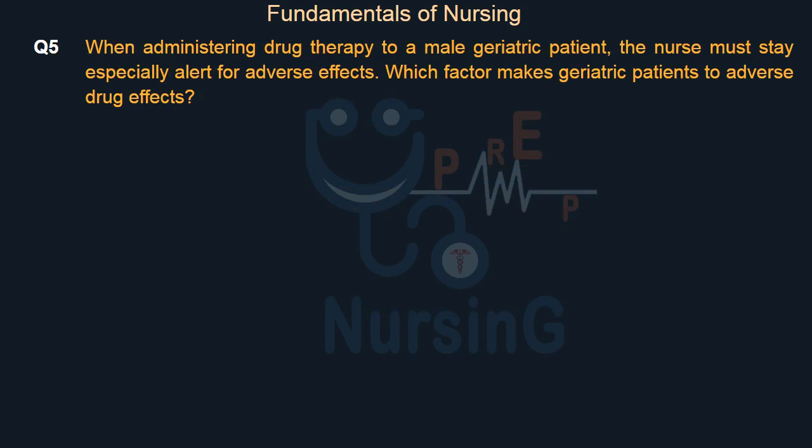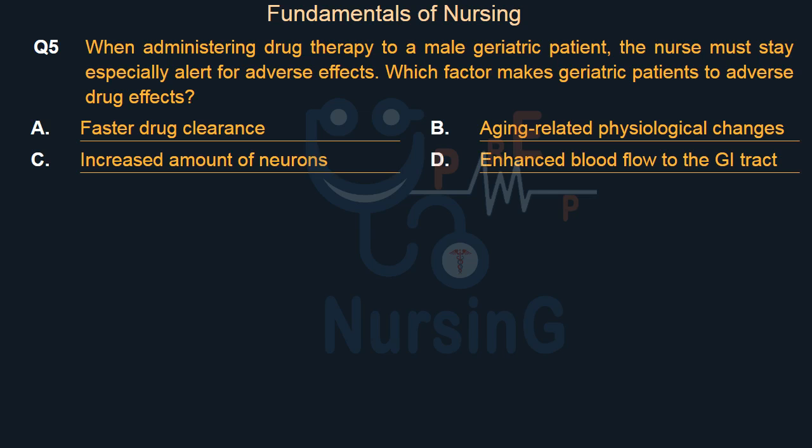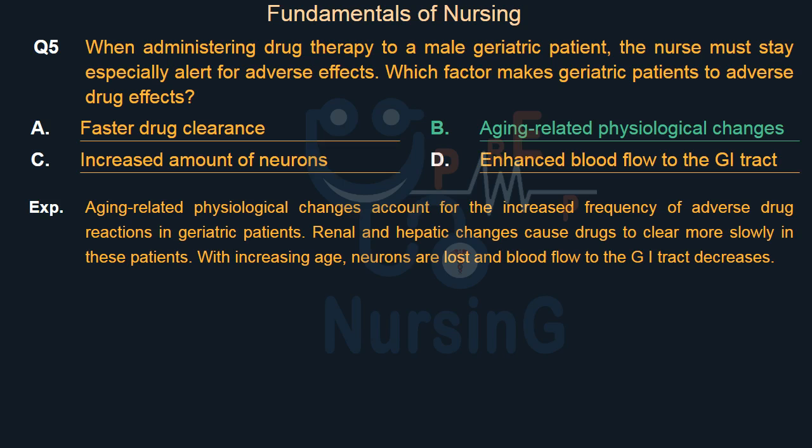When administering drug therapy to a male geriatric patient, the nurse must stay especially alert for adverse effects. Which factor makes geriatric patients susceptible to adverse drug effects? Option A, faster drug clearance. Option B, aging-related physiological changes. Option C, increased amount of neurons. Option D, enhanced blood flow to the GI tract. Right answer is Option B, aging-related physiological changes.